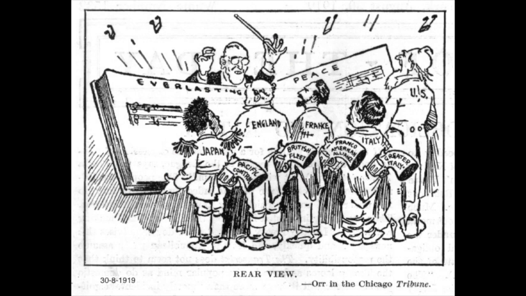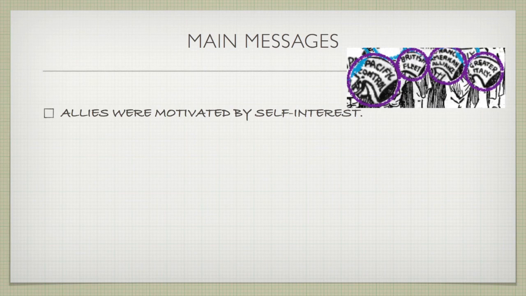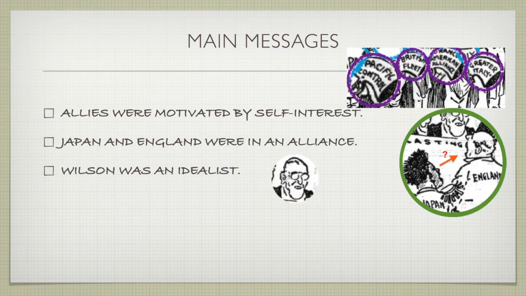So how do these ideas connect to the cartoon? We can look at the links between our knowledge and our list of items and strange things to work out what the cartoonist is conveying. He's saying that the Allies were motivated by their own interests, which are the aims written on their guns. This is supported by the singer from Japan looking towards the British singer, reflecting their alliance. Meanwhile, Wilson is an idealist. He believes that everlasting peace is actually possible. He is happily conducting the choir, and his representative is unarmed.